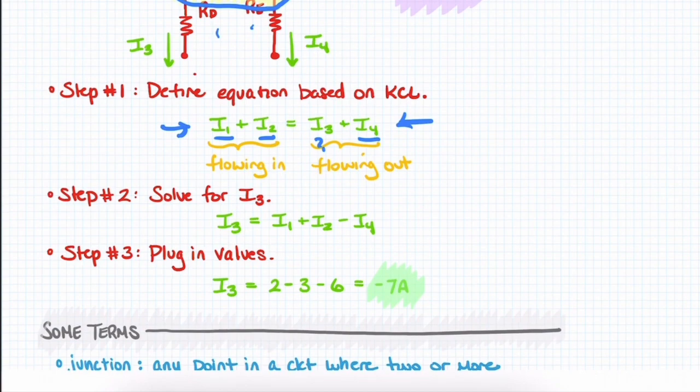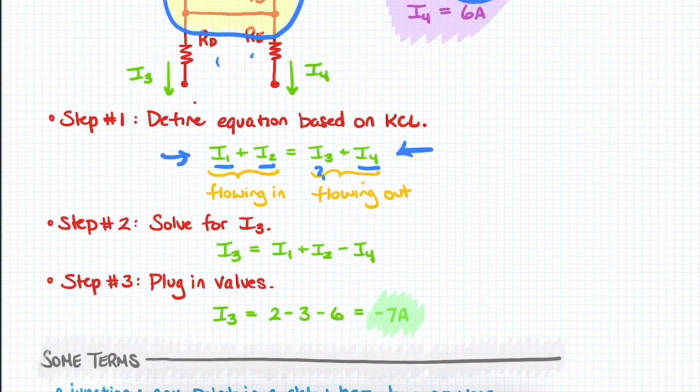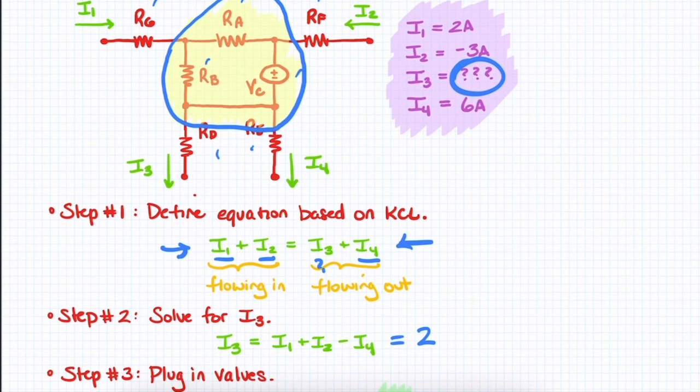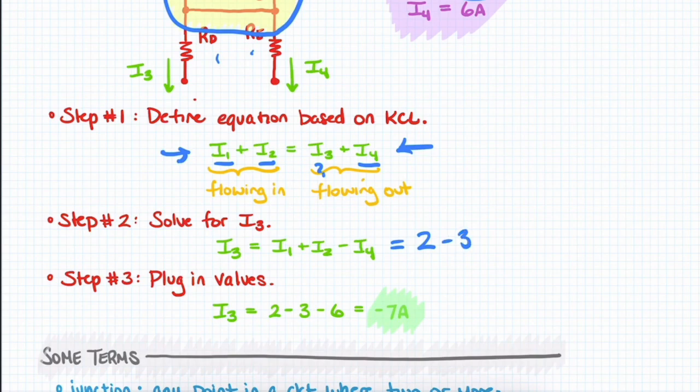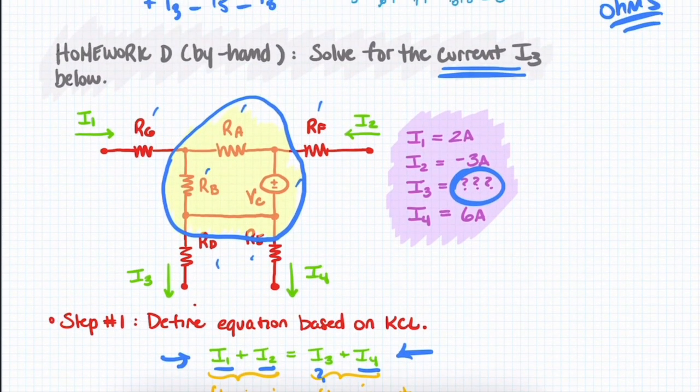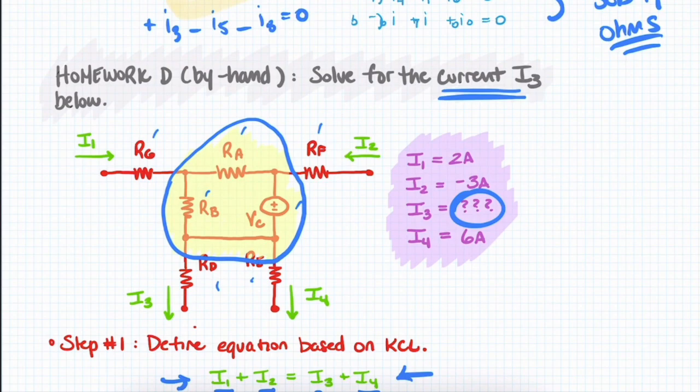And then the rest of it is pretty straightforward, right? We substitute in the values that we know. I'll do some of the math here. So we have 2 minus 3 minus 6. That will give us 2 minus 9, which is our negative 7, as we see right there. So, that's another really short and concise KCL example that we can use.